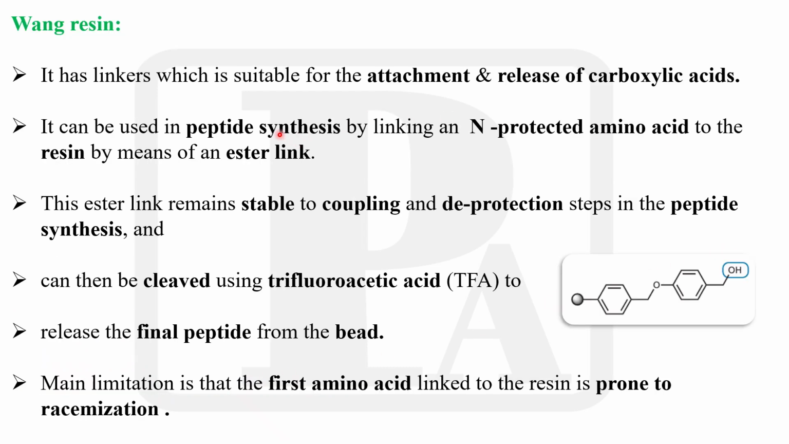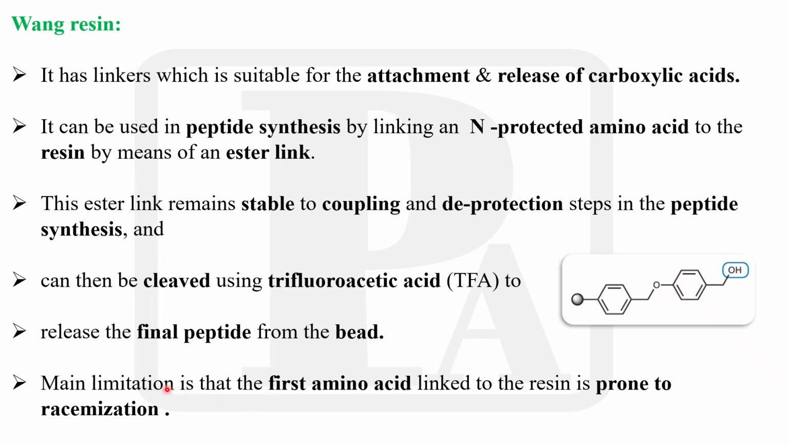So first one is the Wang resin. It has linkers that are suitable for the attachment and release of carboxylic acids. It is mainly used in peptide synthesis by linking an N-protected amino acid to the resin with the help of an ester link. This is stable to coupling and deprotection steps in the final protein synthesis. Finally it can be cleaved by using acidic condition. What is the acid used? Trifluoroacetic acid. And finally the final peptide is released from the bead.